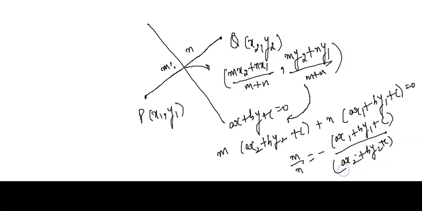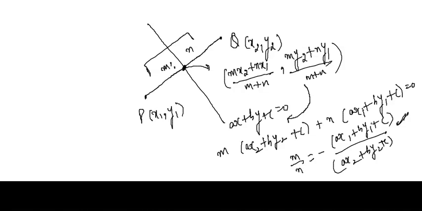Got it? So that means our m:n comes out to be negative, minus of this. Now what does it mean? The ratio m:n, as I discussed earlier also, if this m:n is positive, that means this point divides the join of PQ internally, and if m:n is negative, that means this point divides externally.